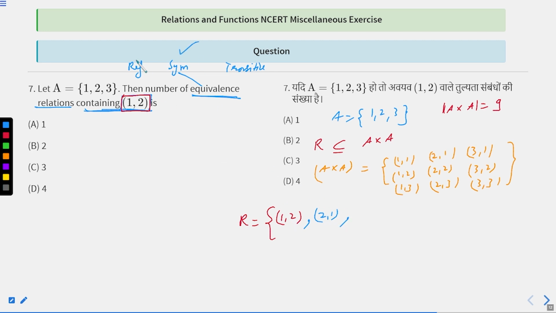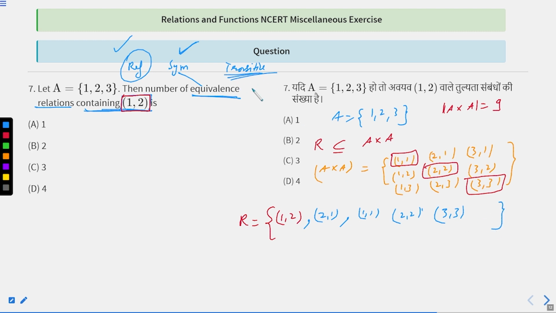What about reflexive? In order to be a reflexive relation, these pairs must be in my relation. So let me write it down: (1,1), (1,2), (2,2), and (3,3). Okay, so far so good. It is still reflexive and symmetric, as you can see, but it must also be transitive.